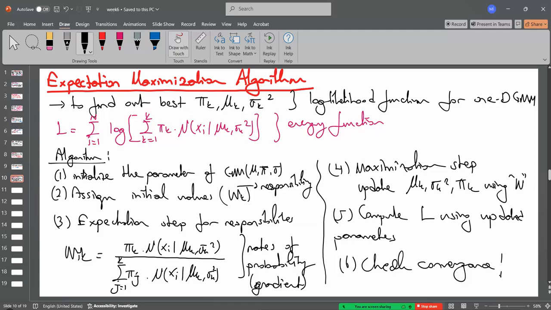Convergence is okay, and then we can say that we have reached the maximized point, the expected values for a given algorithm. Okay.